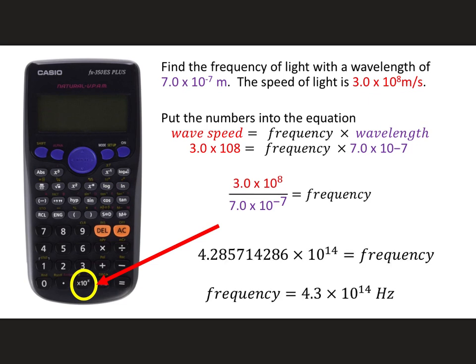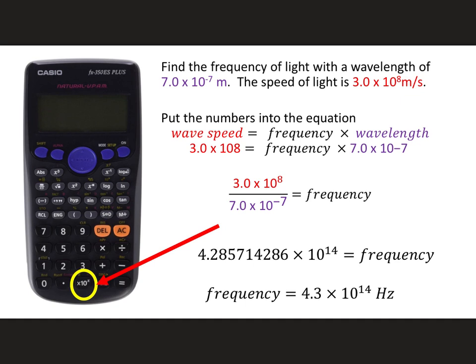Now with this, it will give us a really long answer if we do this calculation. So we've done 3 times 10 to the 8 over 7 times 10 to the minus 7. And we get 4.285714286 times 10 to the 14. Okay, and we can then just simplify that to be 4.3 by rounding up, times 10 to the 14 hertz.